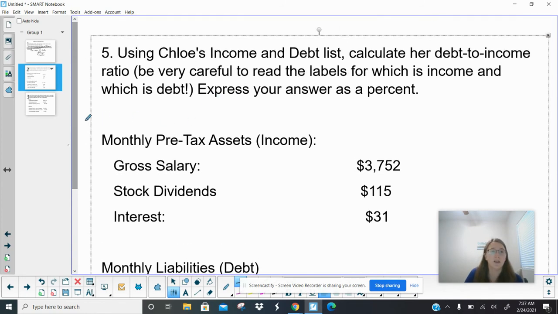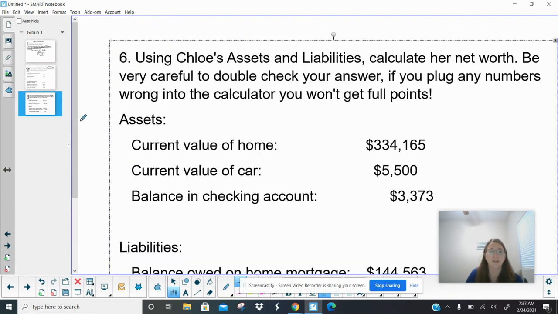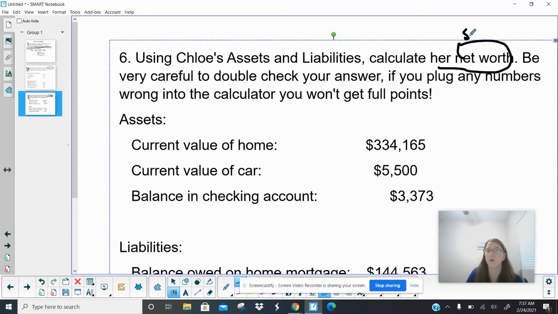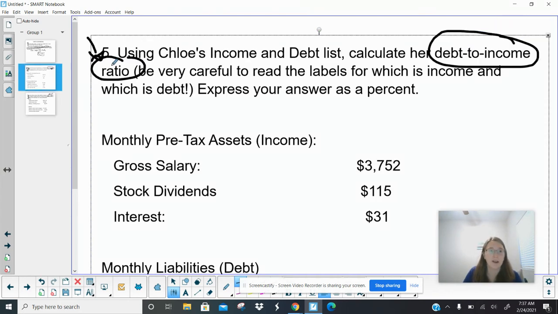Okay, number 5. So guys, a lot of you got number 5 and number 6 mixed up. This is debt to income ratio. They look very similar, right? The list looks very similar, but number 5 was debt to income ratio. Number 6 was net worth. These are 2 different formulas. Ratio here means a fraction, yeah? Net worth did mean you were going to subtract. Ratio means to divide because you have a fraction.